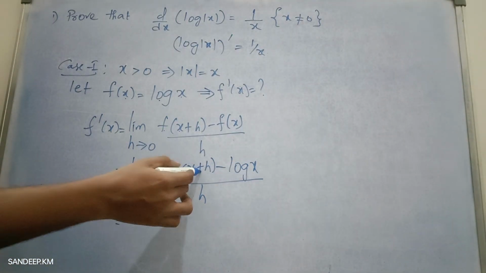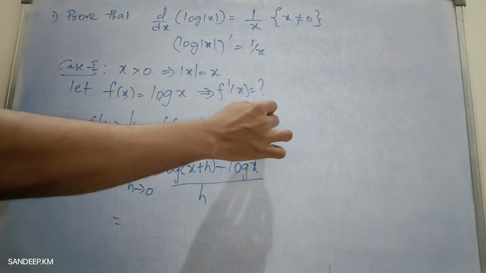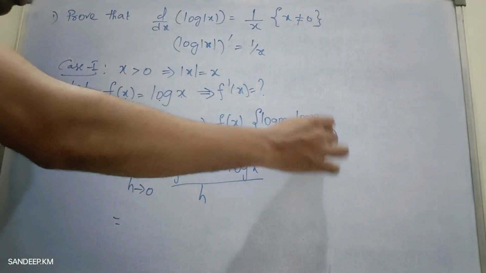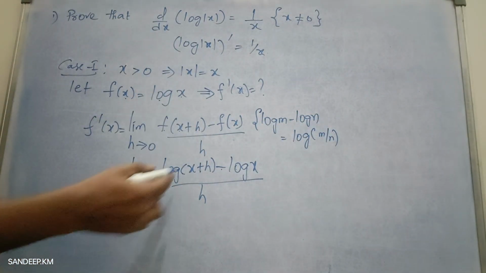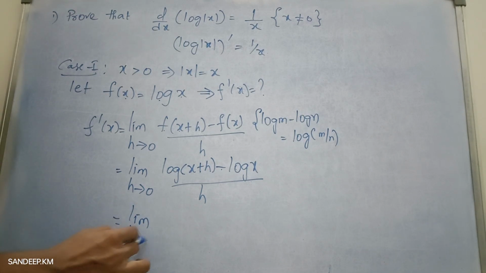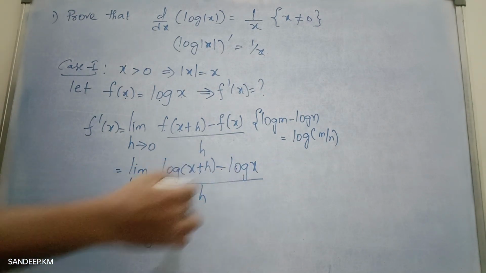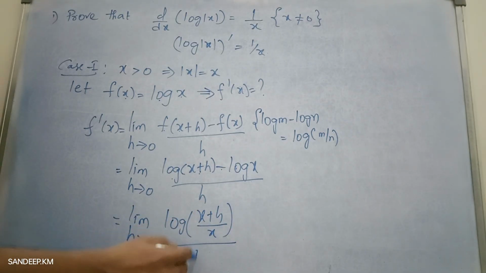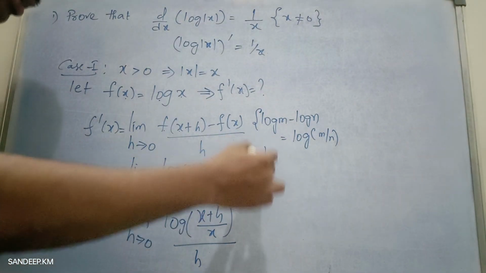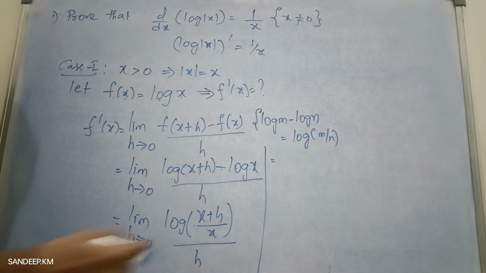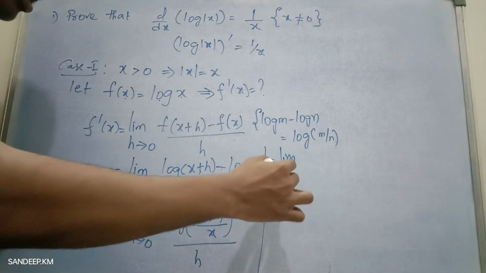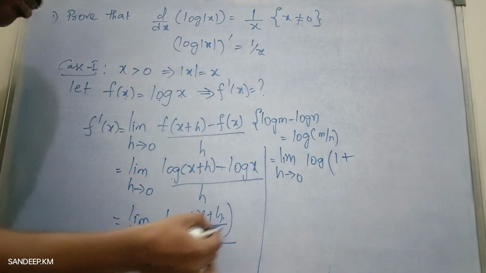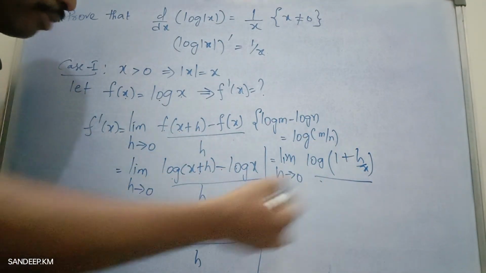Now let me use the log m minus log n formula. Do you remember from logarithms? Log m minus log n is equal to log of m by n. So I'm going to use that particular formula here. Limit h approaches 0, log of m minus log of n is log of m divided by n, whole divided by h as it is. So in our next step, let me separate the common denominator. Limit h approaches 0, log of x by x is 1 plus h by x, whole divided by h.